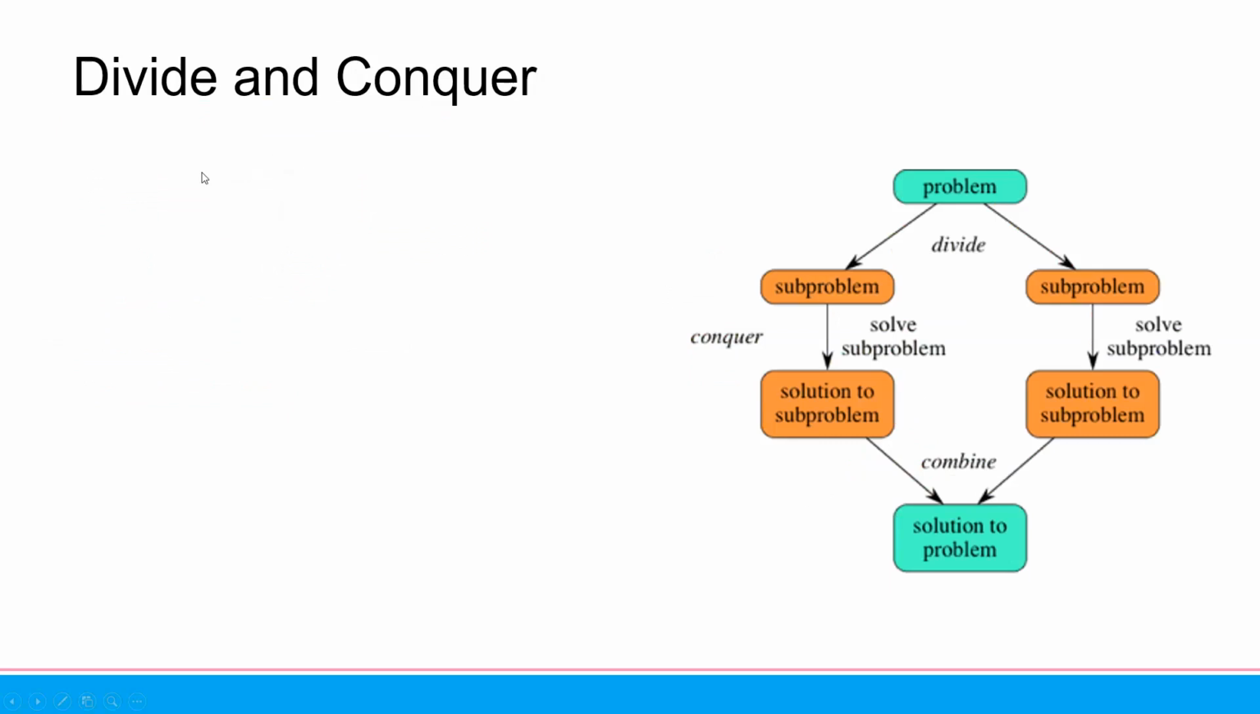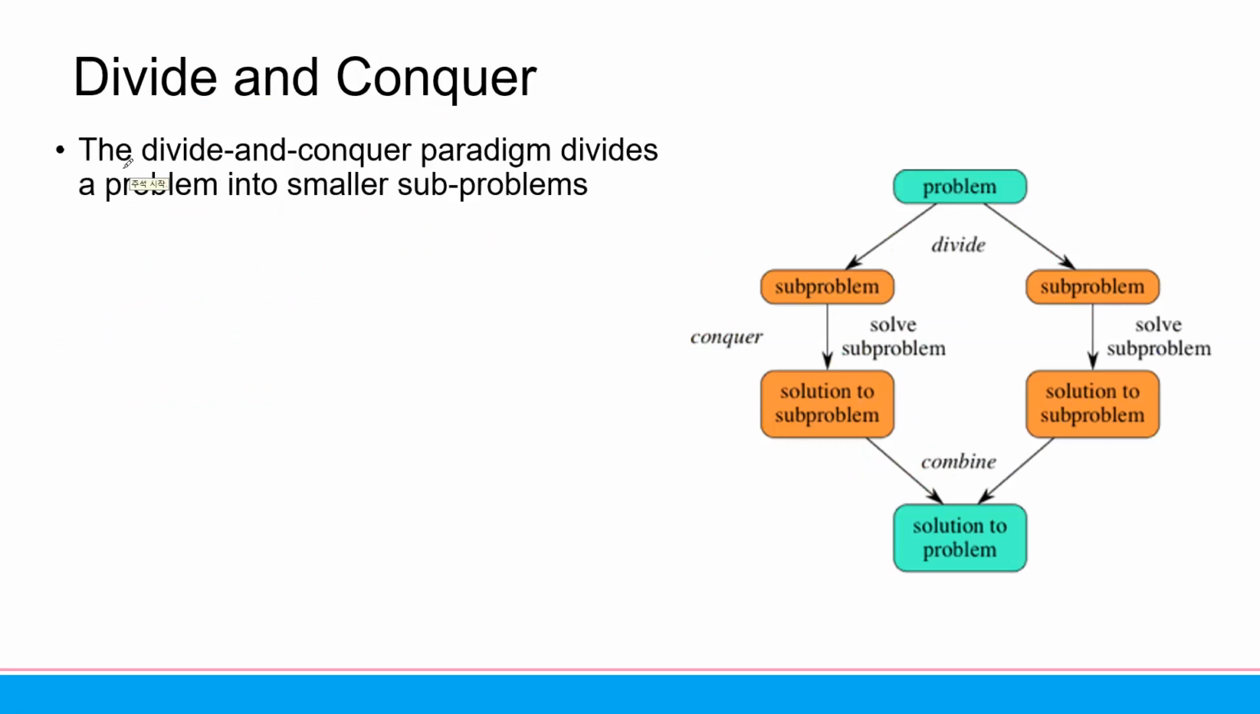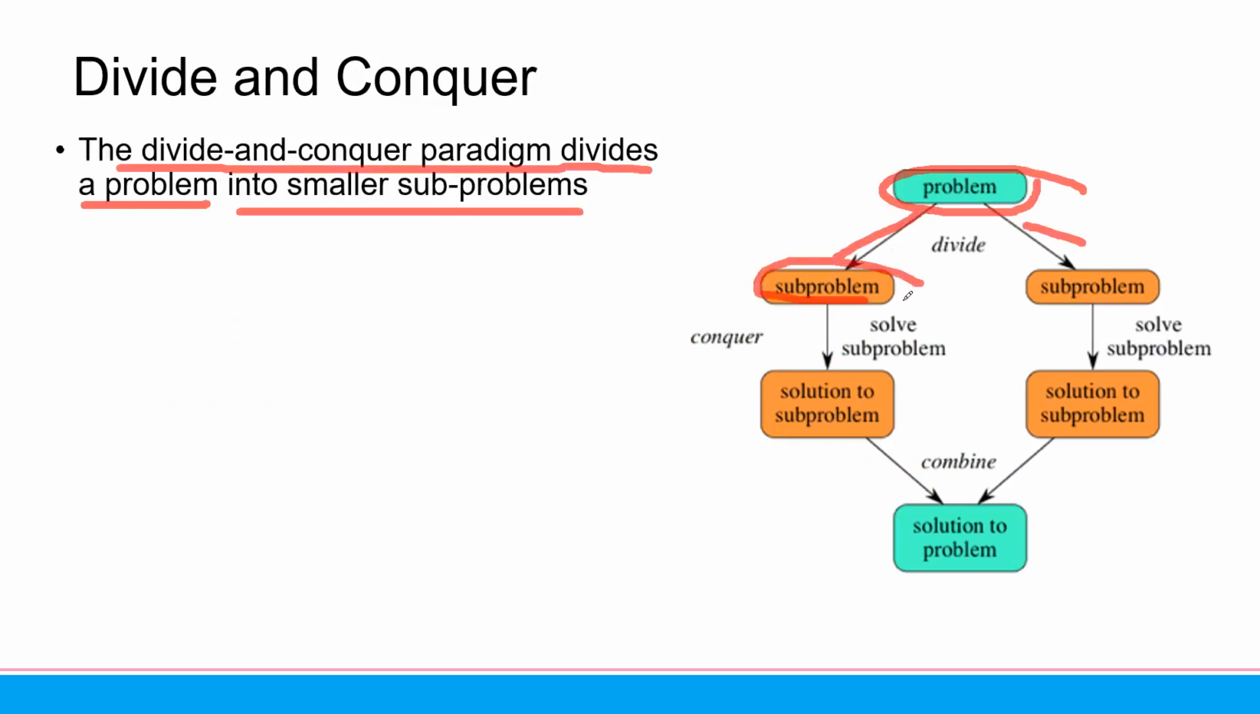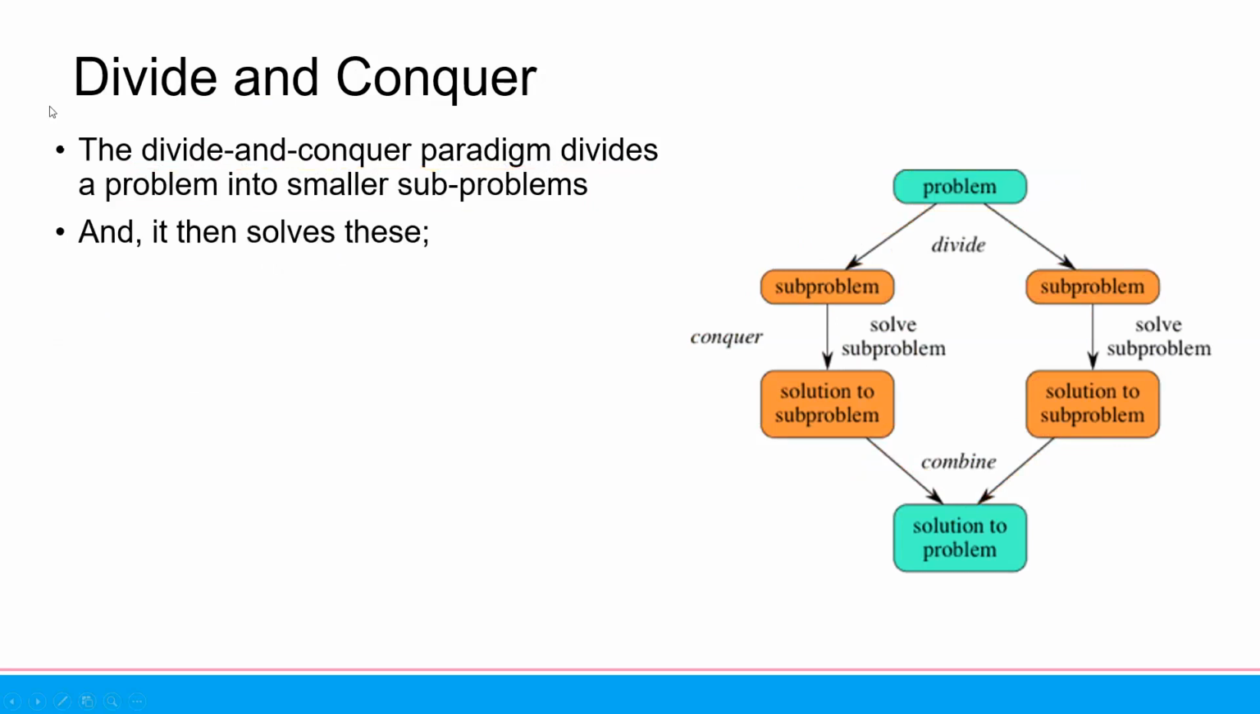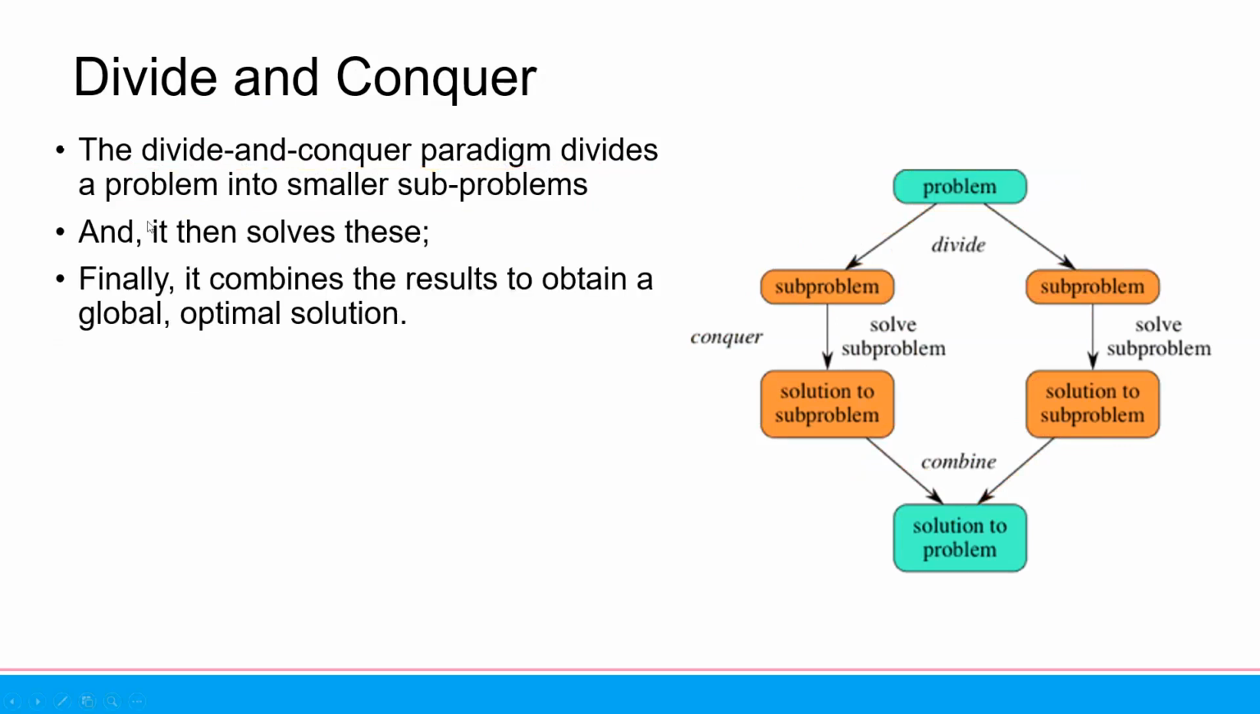Divide and conquer means this kind of paradigm will divide a problem into smaller subproblems. So I have one problem, I will divide it into subproblems, and then I will do the solution for this subproblem, and the solution for this subproblem, and then I will combine them. That's the meaning of the divide and conquer paradigm. It solves each of those subproblems, and then finally we combine them to get the global or optimal solution.